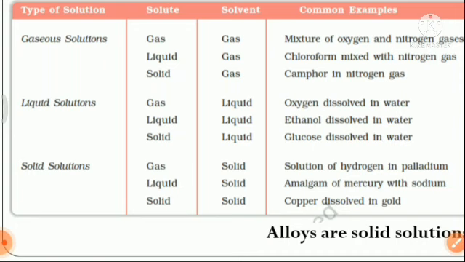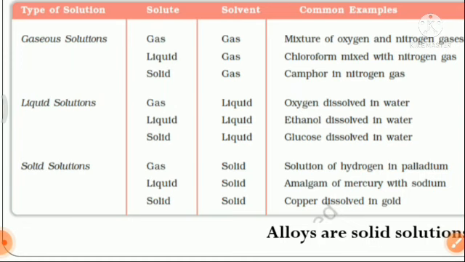Now a solid solution where the solute is also solid. If copper is dissolved in gold, that means gold and copper are mixed. Copper and gold are both solid, and if these metals are mixed together and a solution is prepared, that is a solid solution where solute and solvent are both solid. Again, one good example of solid solutions is alloys.